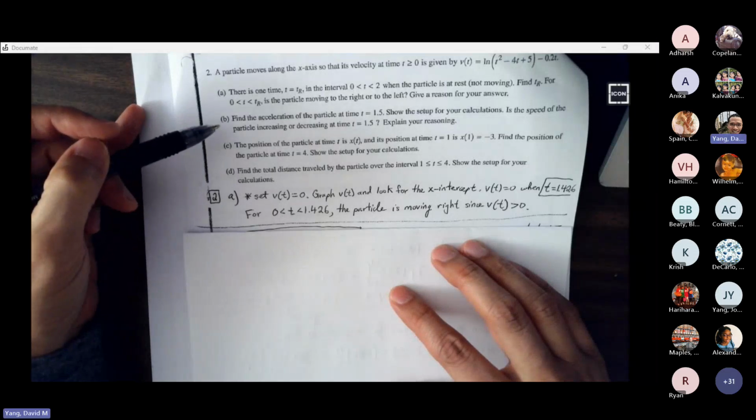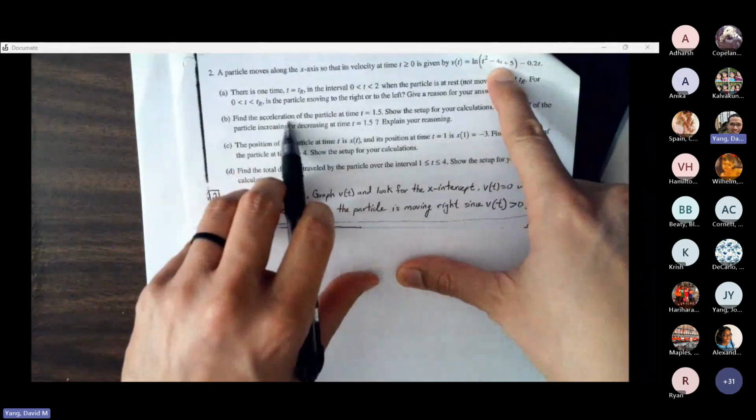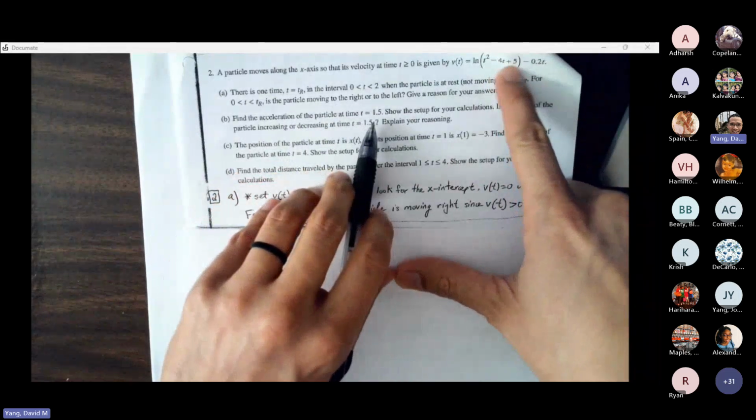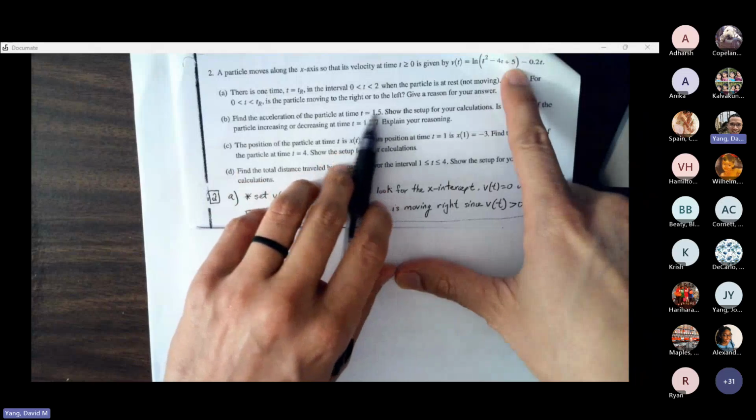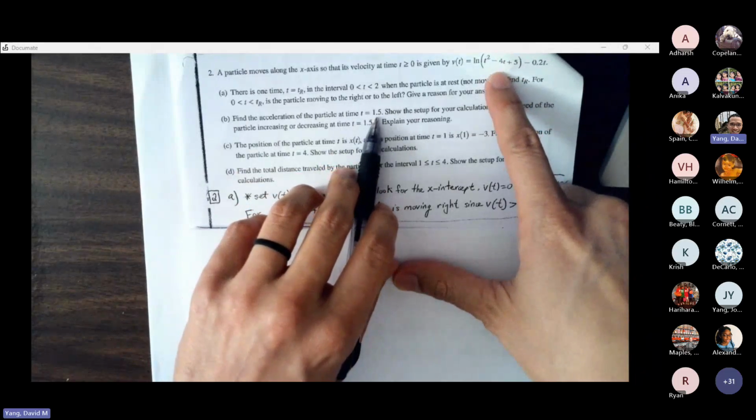Part B, find the acceleration of the particle at time t equals 1.5. So we know acceleration is the derivative of velocity. And because we have our calculator, we don't have to do this by hand. We can do math 8 on our velocity function and evaluate the acceleration at 1.5.